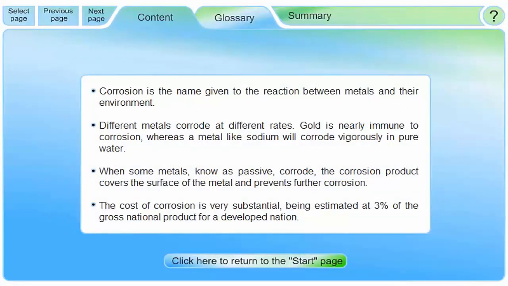You should now understand that corrosion is caused by the reaction of metals with the environment, and that different metals react at different rates. A few noble metals are immune from corrosion, but all other metals react to form corrosion products. Some metals, though reactive, are naturally corrosion resistant and appear to be passive, and this is due to a thin, protective corrosion product that forms over the metal surface. And finally, the economic cost of corrosion is substantial, around 3% of GDP per year for developed economies.